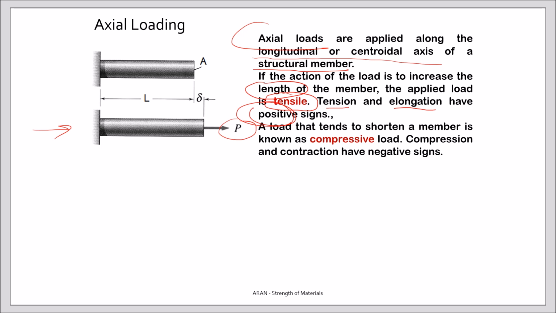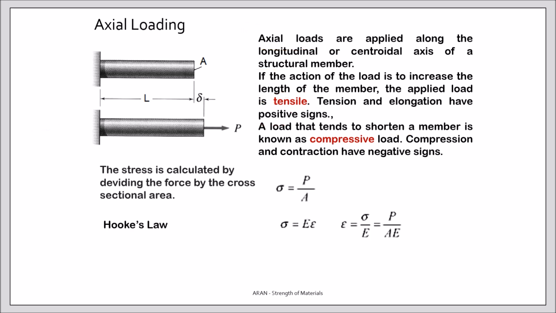If this load tends to shorten the member, it is named as compressive loads. Compression and contraction have negative signs. If you want to calculate an axial loading, what you do is very simple. You take the load divided by the cross-sectional area and you find the stress.